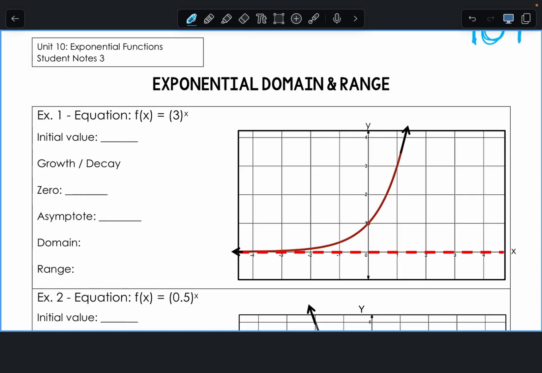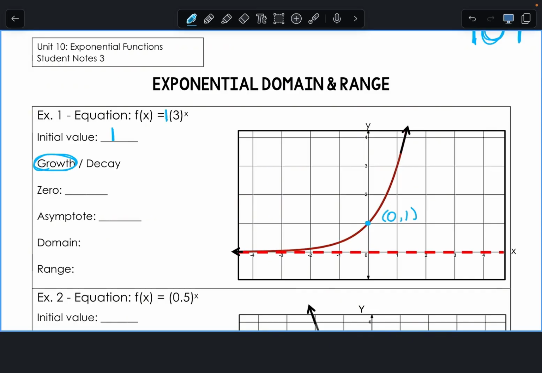So example number 1, what is the initial value? 1. How do you know? There's nothing in front of the parentheses. Okay, so if you look at the equation, there's no number in front of the parentheses, meaning that that's number 1. There's another way you can know. By the y-intercept? The y-intercept is (0, 1). So the initial value is 1. Growth or decay? Growth. How do you know? Because it's going up. Correct. You read graphs from left to right. So if I start on the left side and I go to the right, my line is going up and not down. Okay? So that is growth.